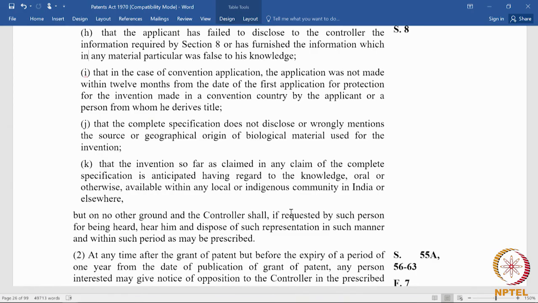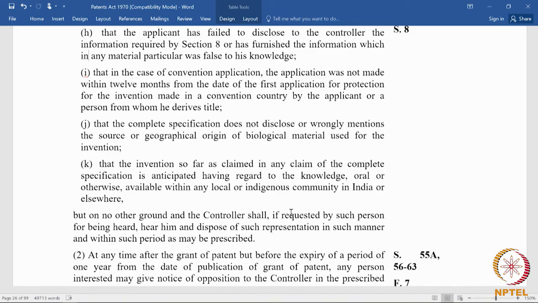Now, the section continues to say that, but on no other ground. So, the A to K are the limited grounds on which you can attack it, but on no other ground. So, it kind of closes your ability to attack.